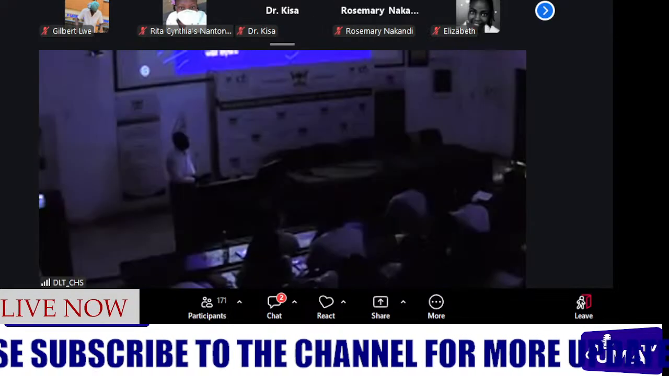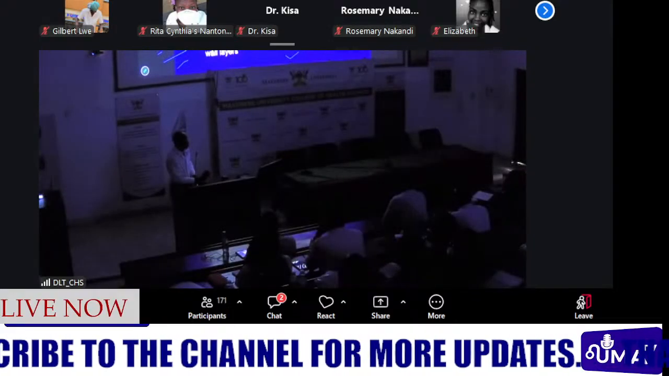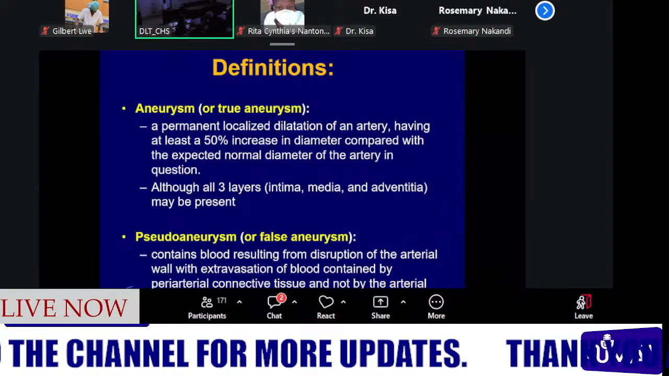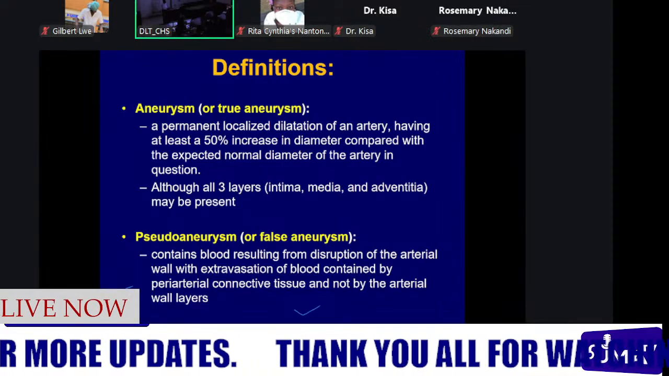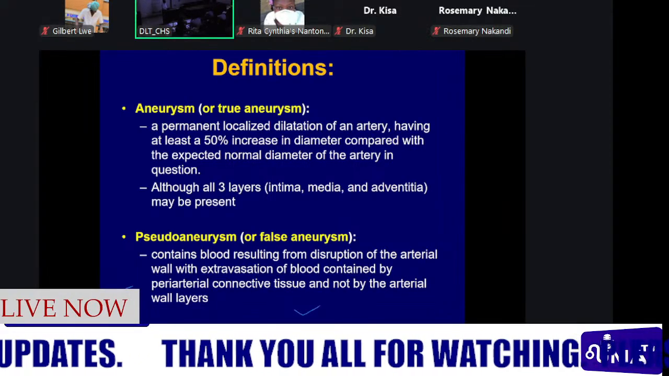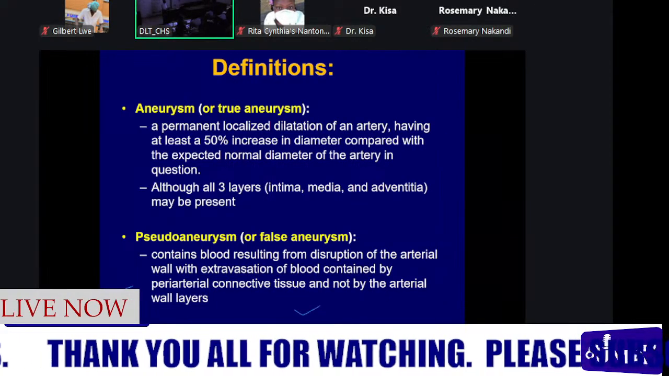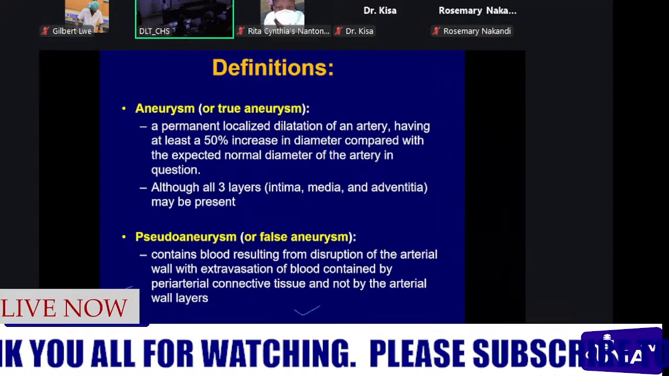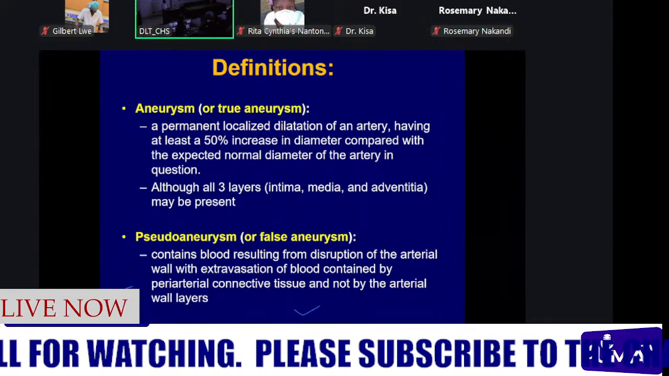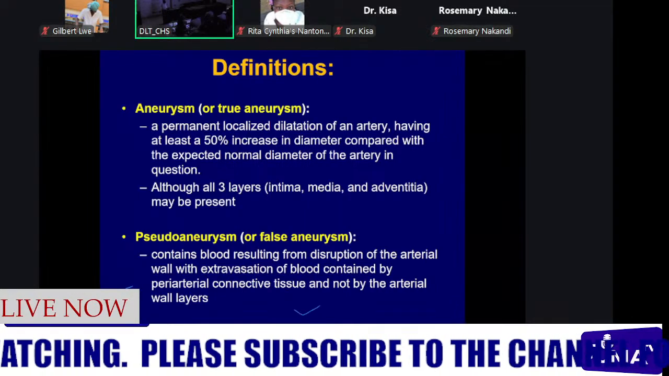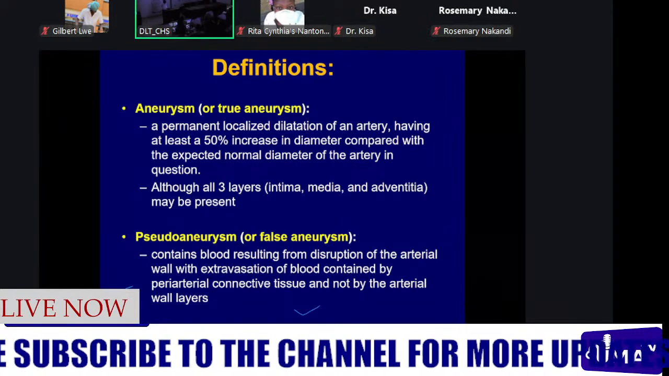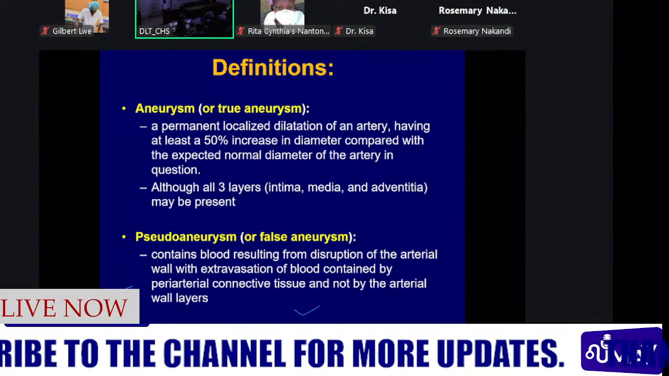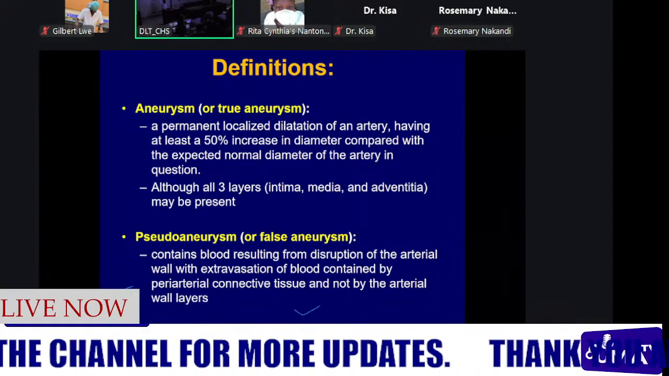So for an aneurysm, you have to have more than 50% increase in diameter from the original normal diameter. So basically you have like 150% of your original vessel. Then a pseudoaneurysm means you've had a disruption in the aortic vessel. The vessel has ruptured and the blood is contained in the tissue around the vessel.